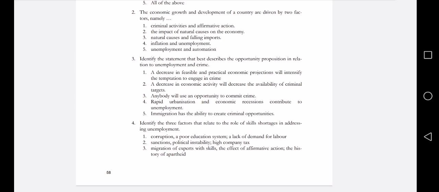identify the three factors that relate to the role of skill strategies in addressing unemployment. Poor education system, but I will contribute here. What is the answer? Okay. Last question. Identify the factor below that contributes towards involuntary unemployment as a result of unsaturated need for the demand of labor which may arise within the economy.